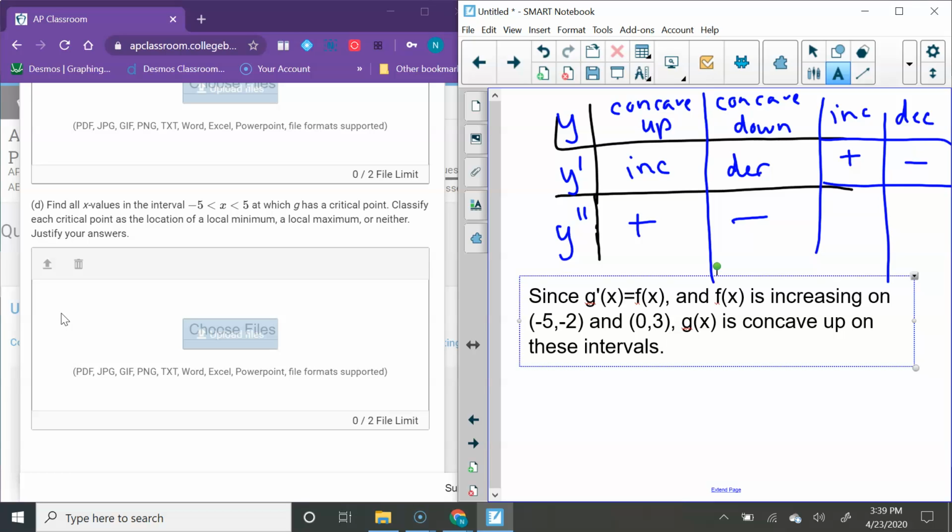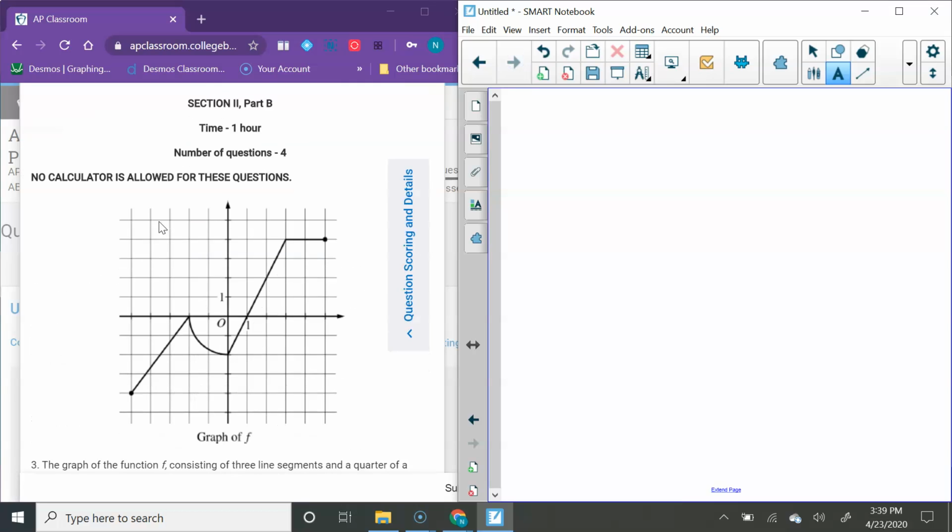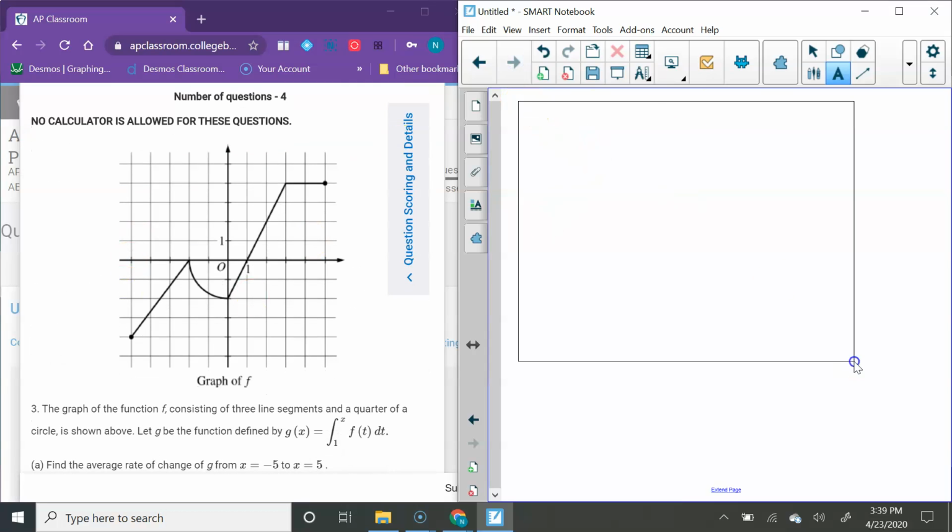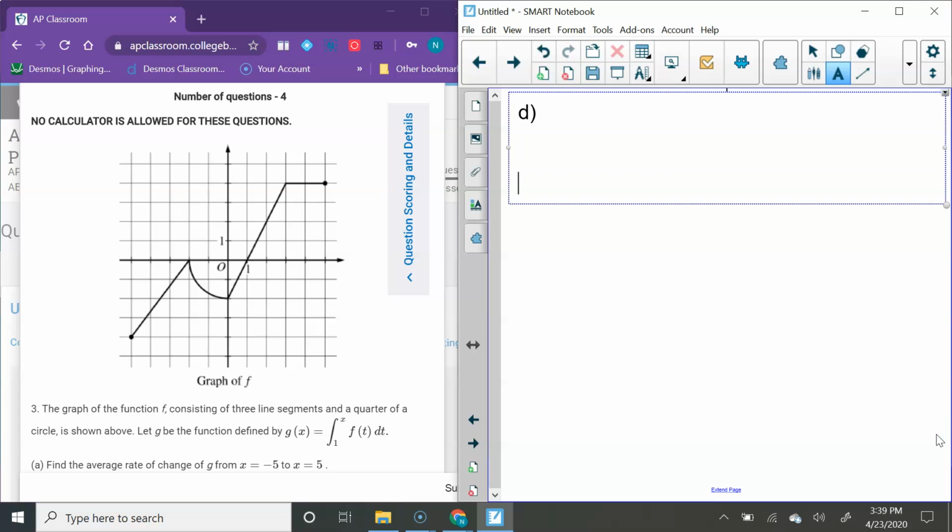For part D, it says find all x values in the interval from -5 to 5 at which g has a critical point. Classify each critical point as the location of a local minimum, a local maximum, or neither. So for part D, we're looking at this graph right here. It will not hurt to state one more time that g prime of x equals f of x, to let them know you know that this graph is really the derivative of g of x. And so if we have a critical point, it's where our derivative equals 0.